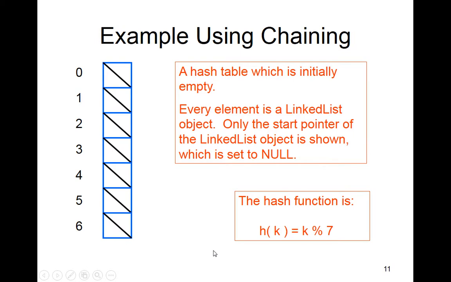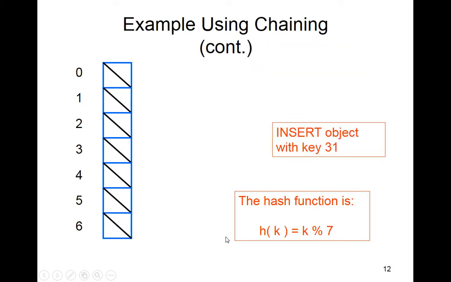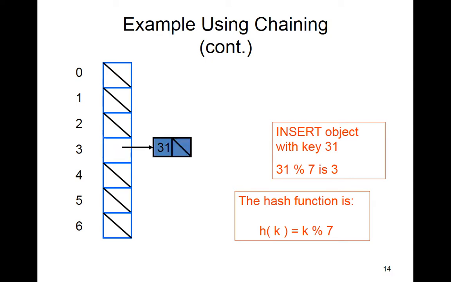So let's see what happens when I use chaining. Let's say I'm going to insert an object that has a key value of 31. Maybe that's some sort of an ID number or whatever. Then I'm going to use the hash function. I'm going to hash 31. When I mod by 7, I get a remainder of 3. So it's going to say, oh, all right, you want to go in row 3 or slot 3 of this hash table. So I'm going to do that.